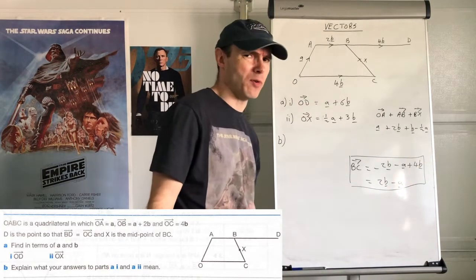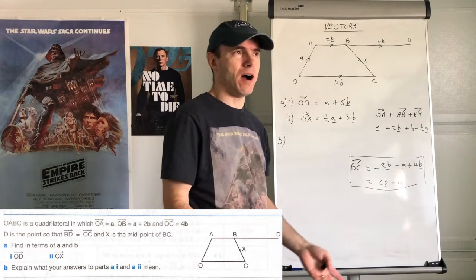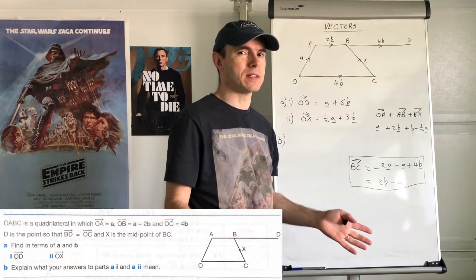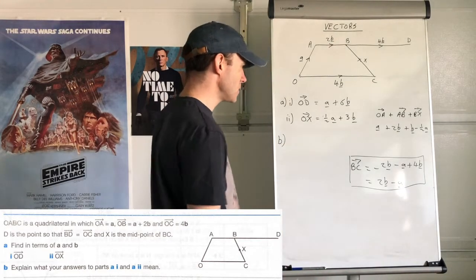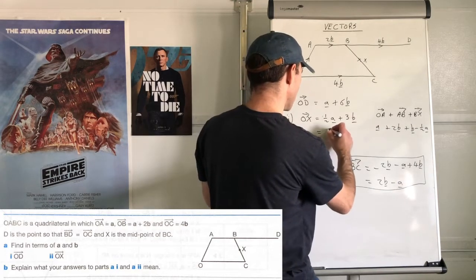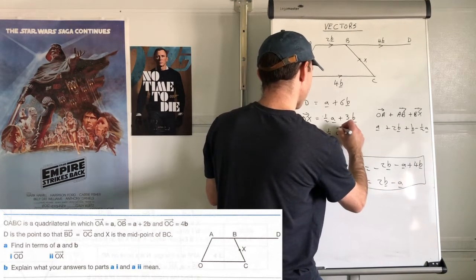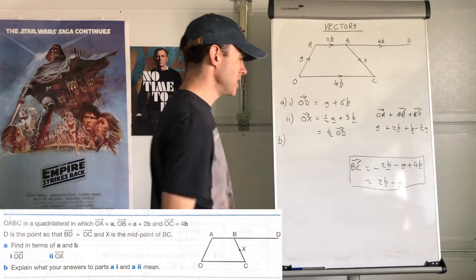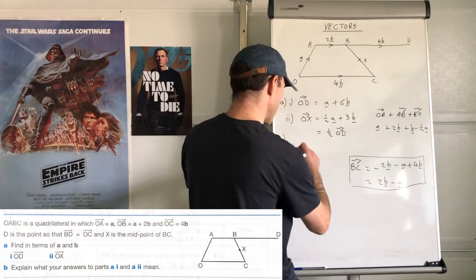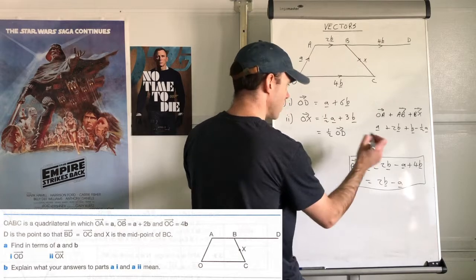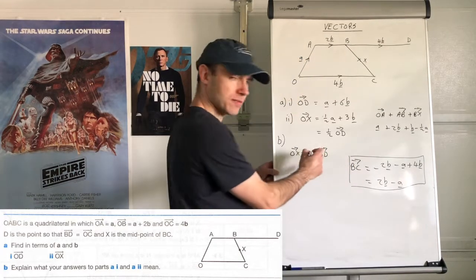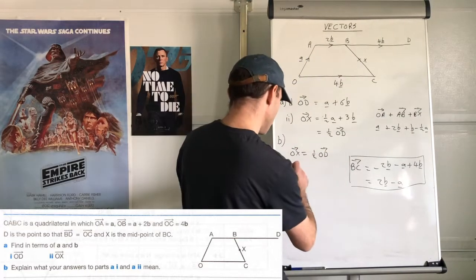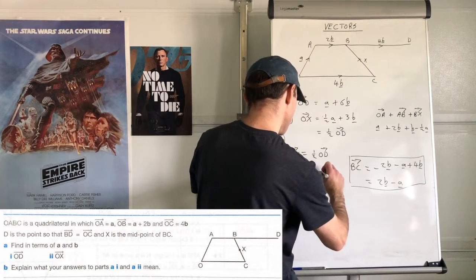Well, when it says that in vector form, it usually means something like, are they parallel? Or can you say something about the relative lengths of each one? Now notice that OX is actually 1/2 of OD. If you half that, you get this. So OX is half of OD. Now, when you can write that OX is some multiple of OD, like half or quarter or twice or 3 times, then that means that they're parallel. So I'm going to write OX and OD are parallel.